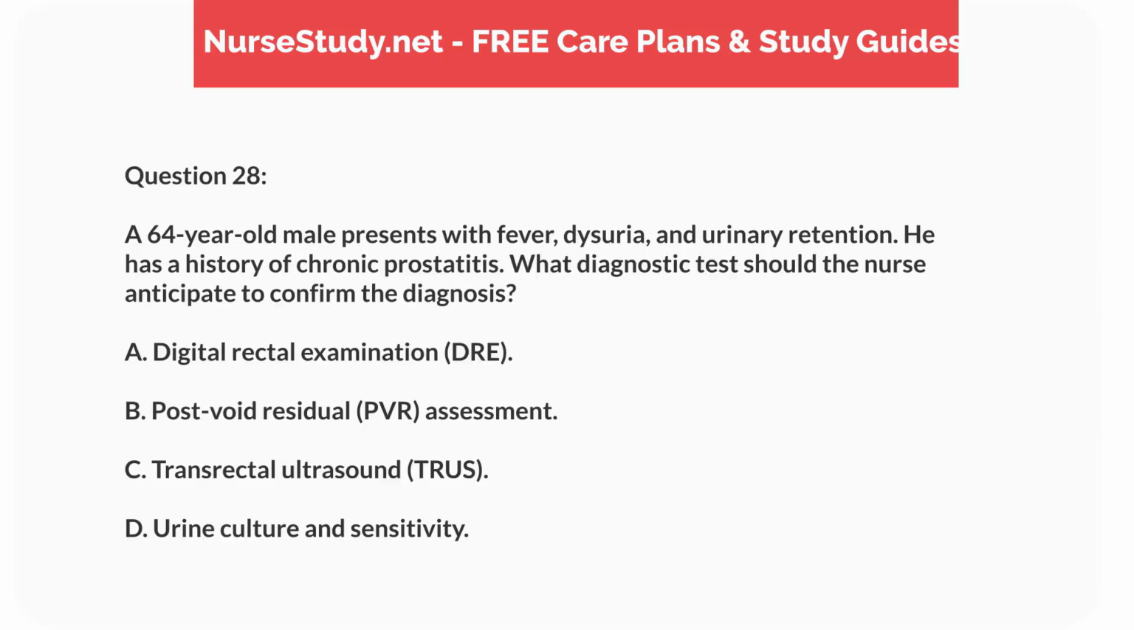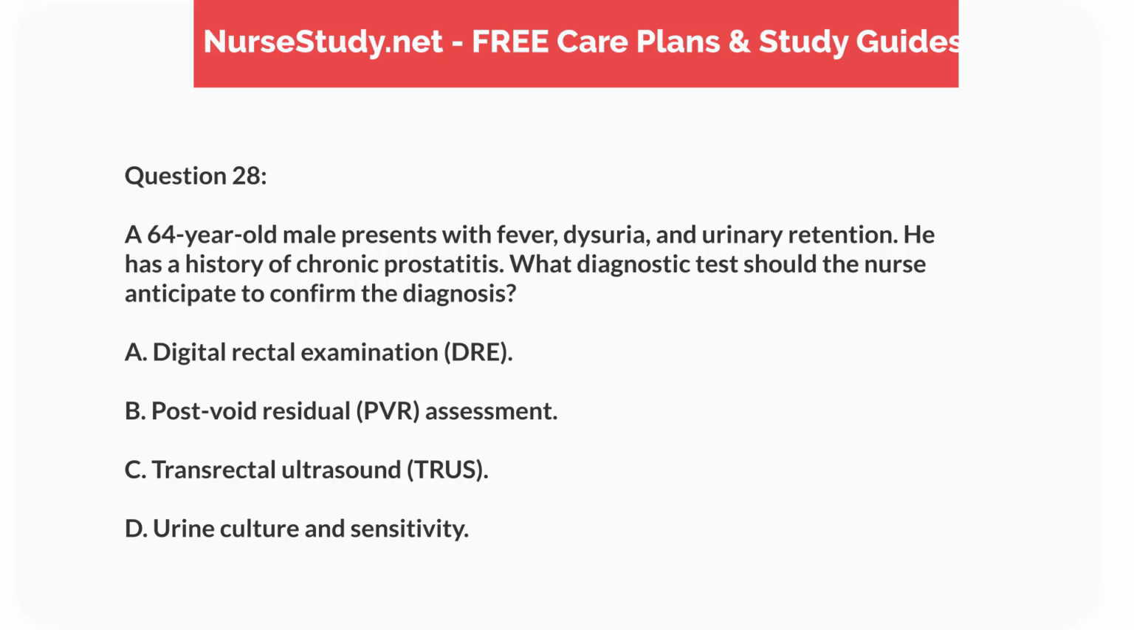Question 28. A 64-year-old male presents with fever, dysuria, and urinary retention. He has a history of chronic prostatitis. What diagnostic test should the nurse anticipate to confirm the diagnosis? A. Digital rectal examination, DRE. B. Post-void residual, PVR, assessment. C. Transrectal ultrasound, TRUS. D.